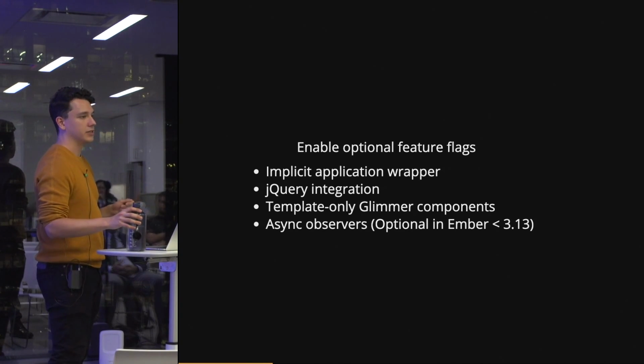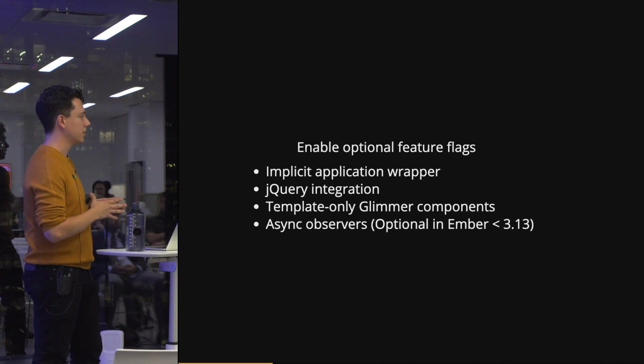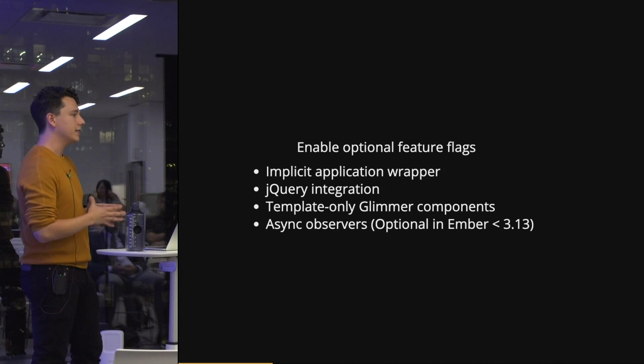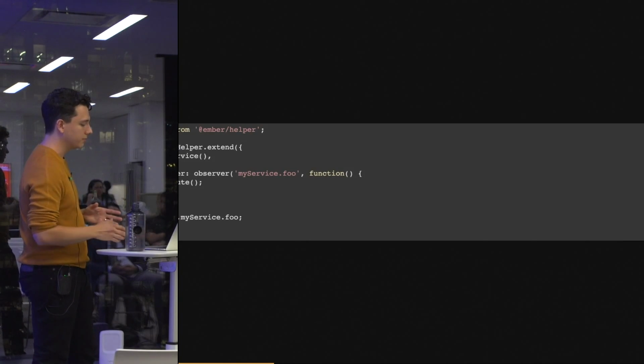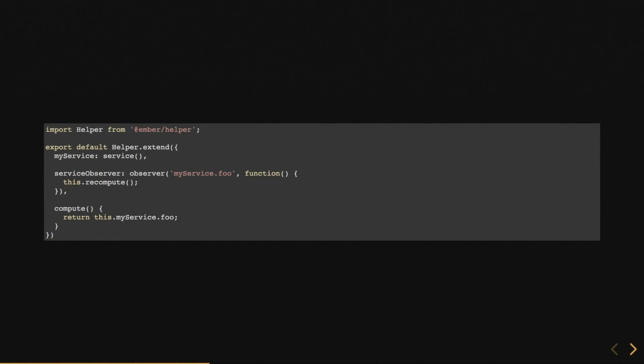primarily because one of the reasons observers still exist in Ember is for certain use cases that couldn't actually be solved until recently. So here is the canonical example of this. You have a helper, which you've defined, a class-based helper, and you've injected a service into this helper. And you have an observer that watches some value on that service, rather, to cause the helper to recompute, to invalidate.